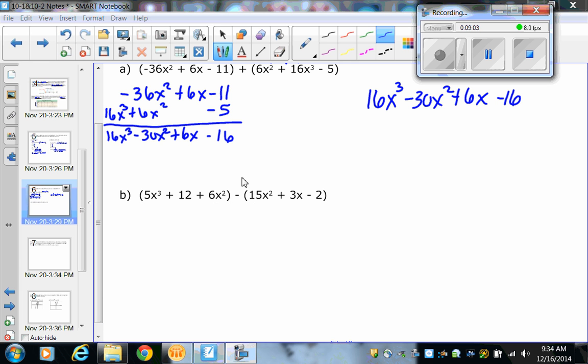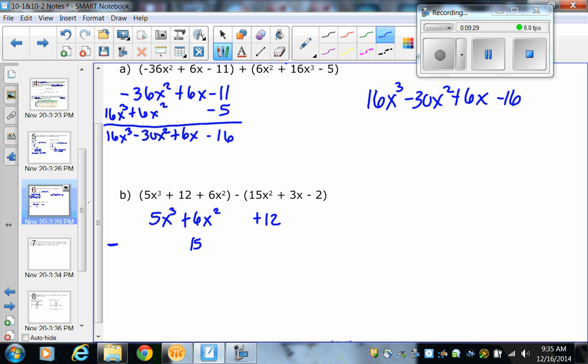For subtraction, for some of you, you distribute the negative and then collect like terms, and that's fine, but I'm also going to show you another way of doing this. So first thing I'm going to do is put this first one in standard form. So I have 5x to the third plus 6x squared. There is no x, so I'm going to leave a blank here, and then we have a plus 12. Then we're subtracting. The 15x squared is going to go underneath the x squared here. The 3x will go in the place where the x would have been, and then we have the minus 2.